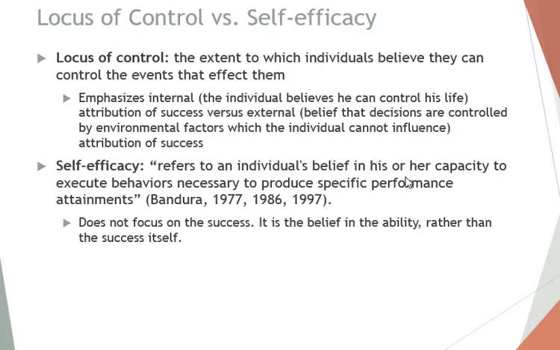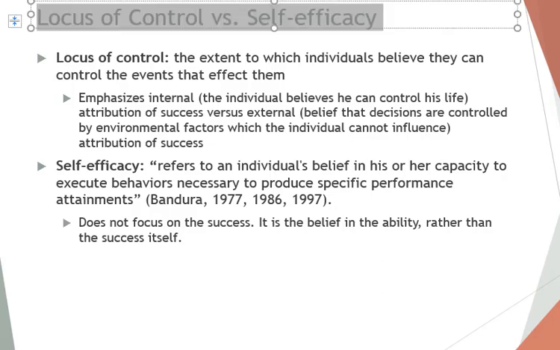Self-efficacy refers to a person's belief in his or her capacity to execute behaviors necessary to produce performance attainments. In other words, this is the belief in a person's ability. They're similar concepts. Locus of control is, okay, what affects my environment? Do I affect my environment? Do external factors affect my environment? Or how am I going to look at the environment as a whole? And self-efficacy is, okay, to what extent do I have the ability to affect performances?